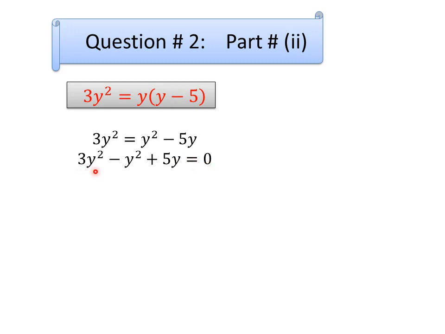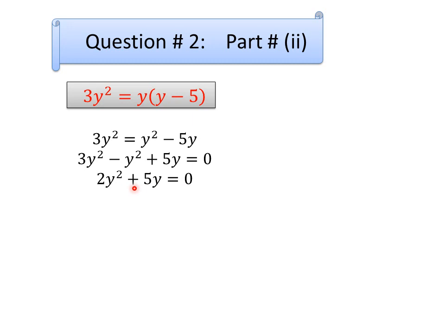As you can see, 3y square and minus y square are like terms, so first we have to add or subtract them. So 3 minus 1 would be equals to 2 and y square will remain the same, plus 5y equals to 0. Here you can see that no constant is involved. We are already having just two terms. So we will take common from these two terms.